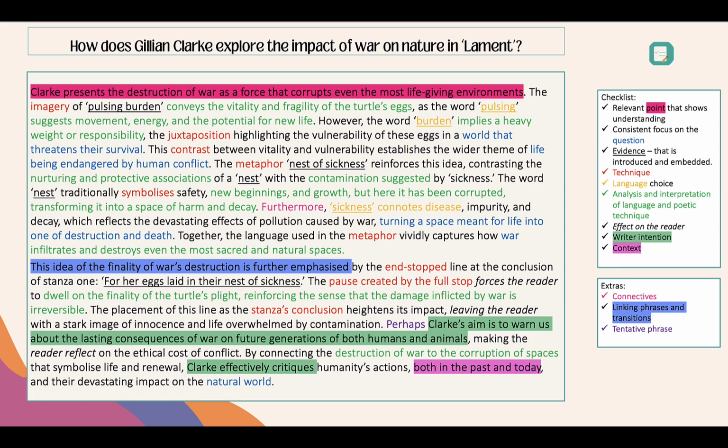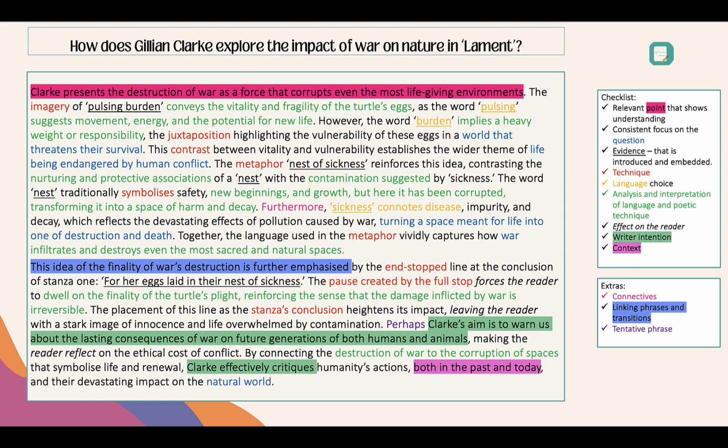Perhaps Clarke's aim, so we've also got writer intention here, is to warn us about the lasting consequences of war on future generations of both humans and animals, making the reader reflect, we've got effect on the reader again, on the ethical cost of conflict. By connecting the destruction of war to the corruption of spaces that symbolise life and renewal, Clarke effectively critiques, we've gone back to the writer intention, humanity's actions. Both in the past and today, we've got our link back to context here, and their devastating impact on the natural world.